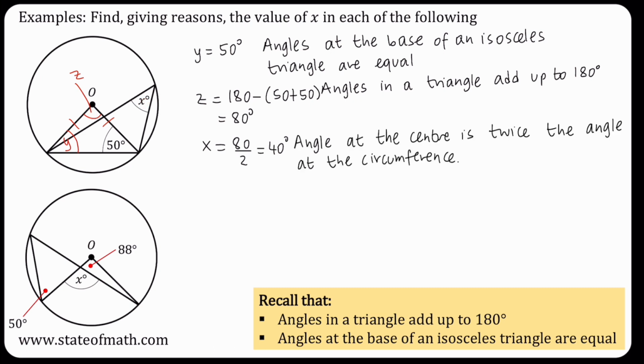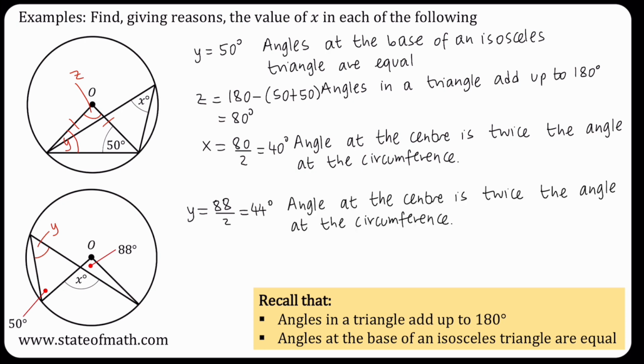In the second example, we are given the angle at the center to be 88 degrees, the angle over here to be 50 degrees, and we need to find x. I will actually start by labeling the angle at the circumference here to be y, and we can simply say that y must be 88 over 2, which is 44 degrees. The reason is that the angle at the center is twice the angle at the circumference.